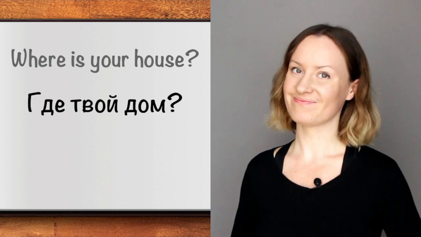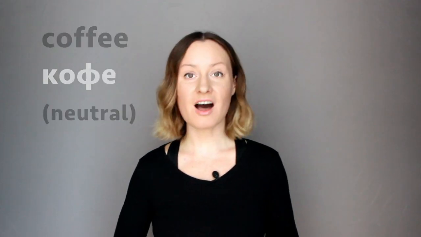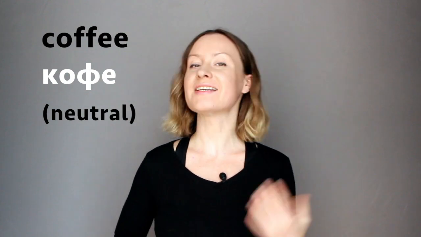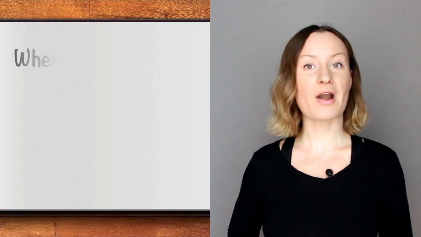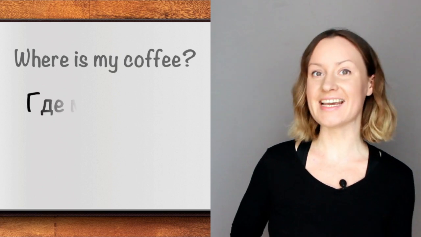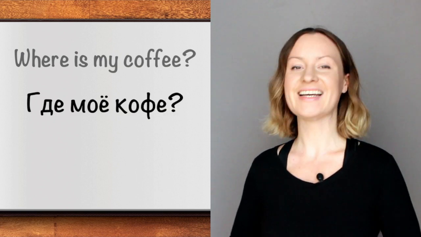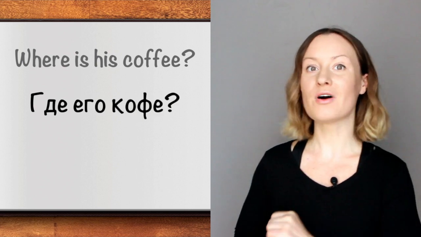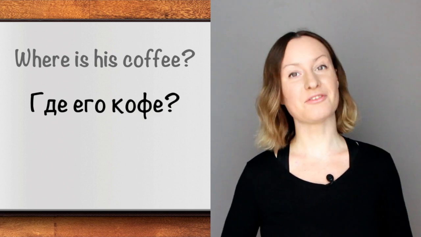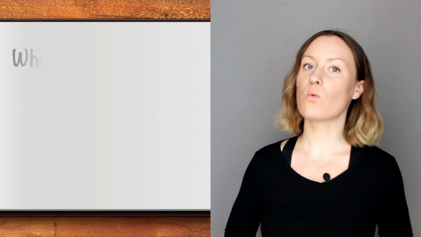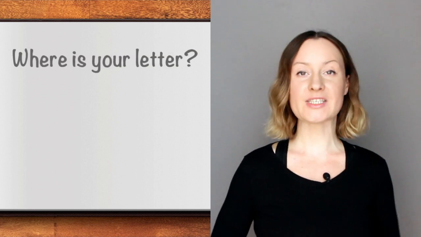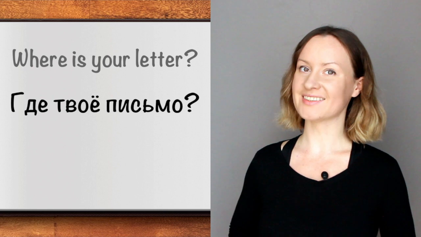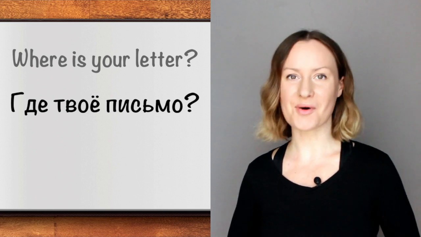And let's see the neutral form. The word coffee, кофе, in Russian is neutral. So for example, if you want to ask where is my coffee, it's где моё кофе? Where is his coffee? It would be где его кофе? And if you want to ask where is your letter, you would say где твоё письмо?